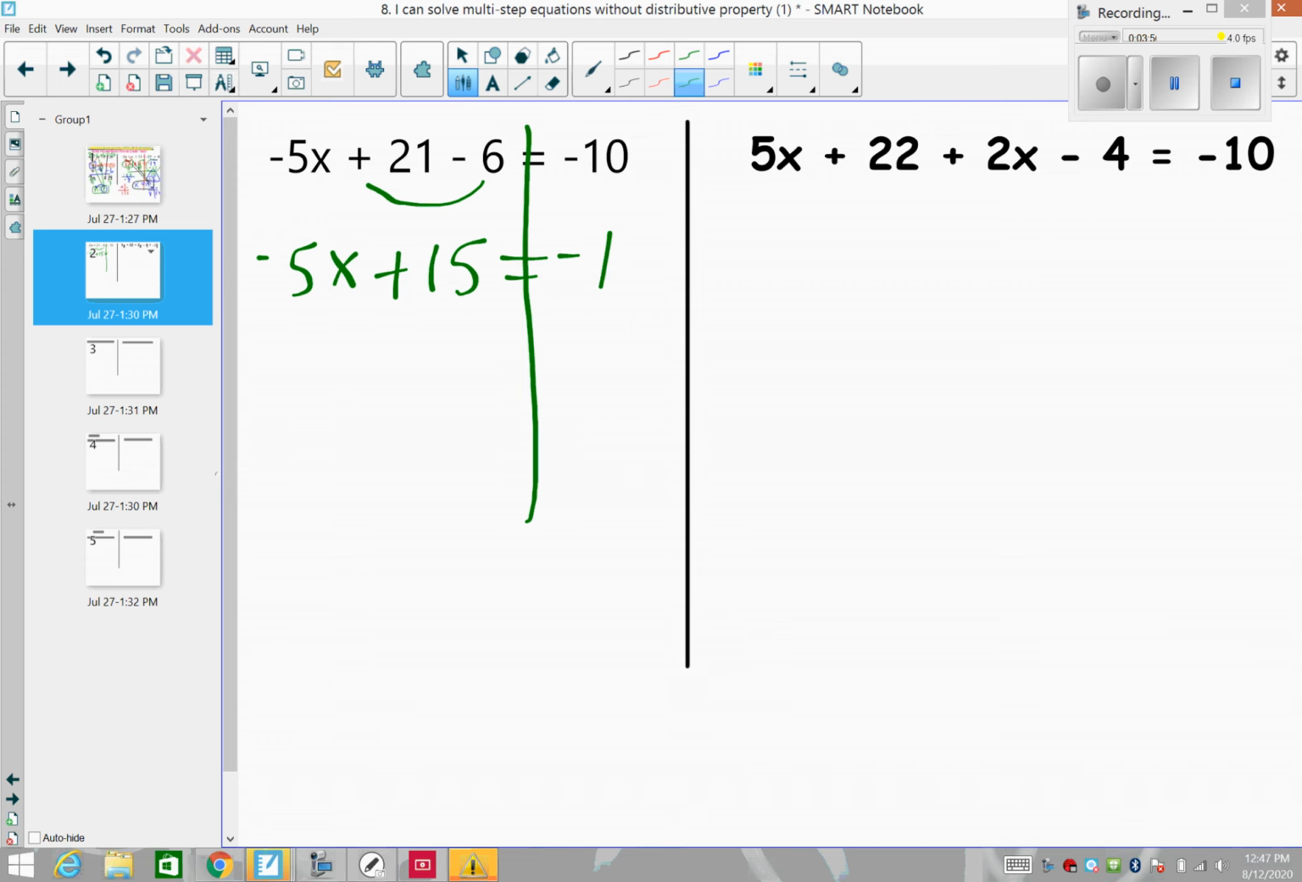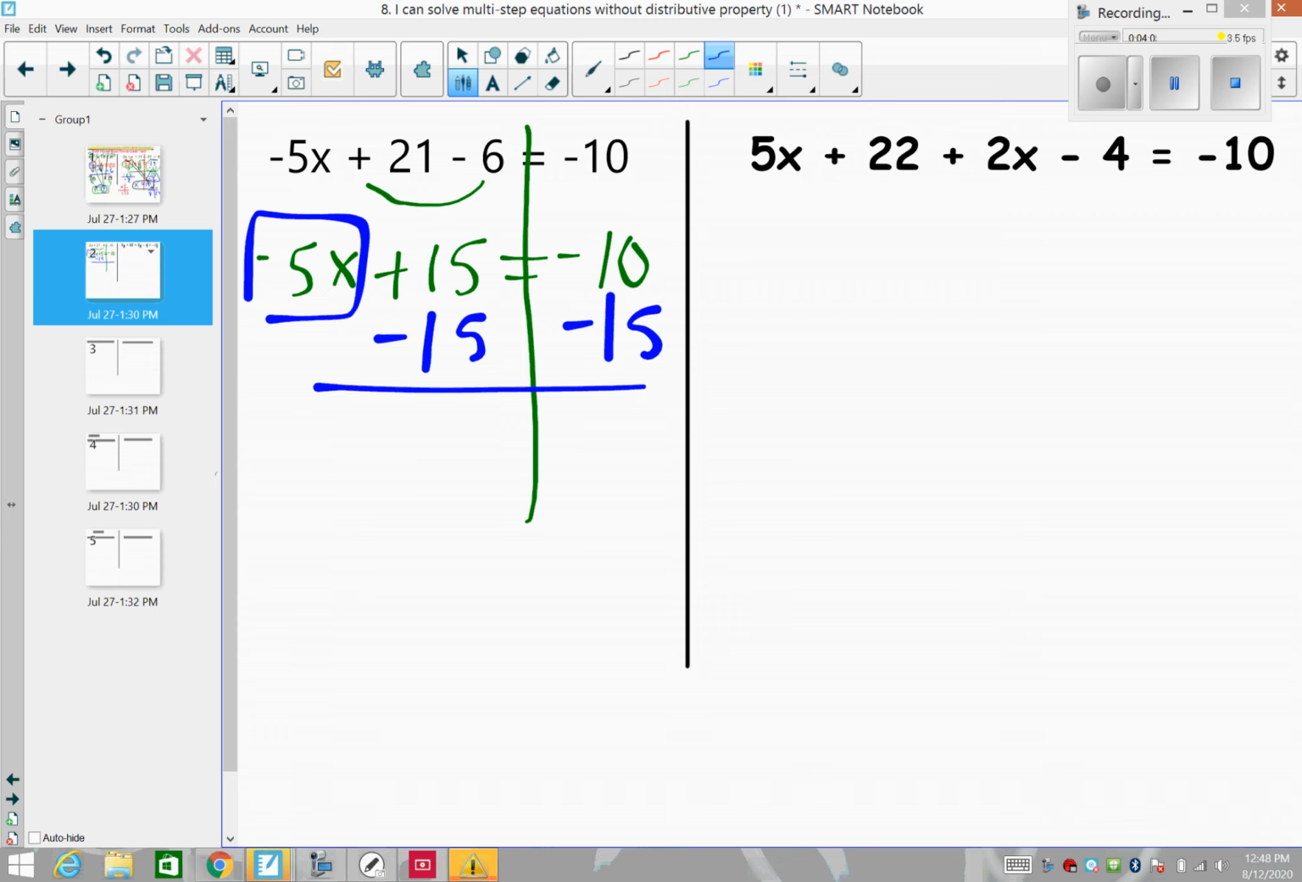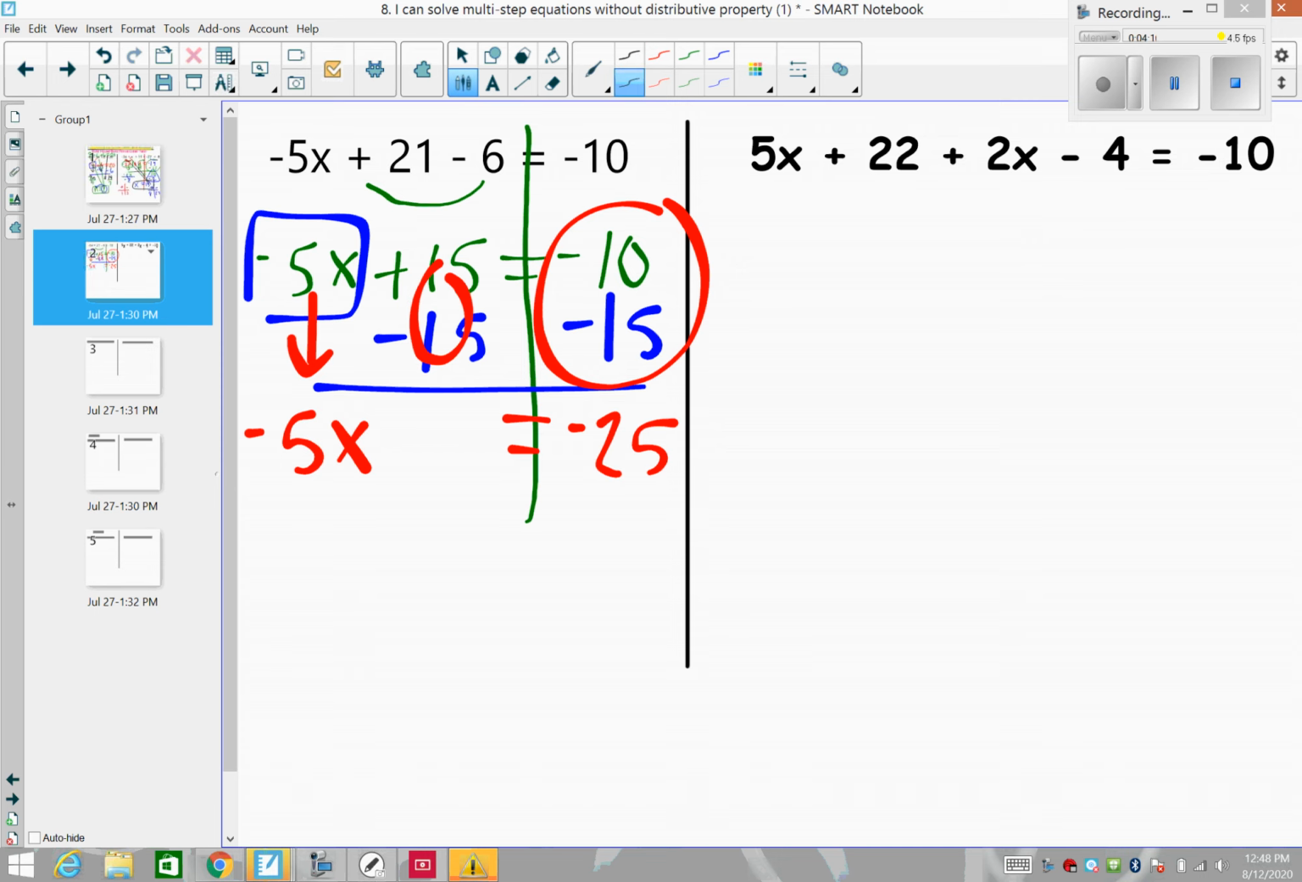If I haven't used it, drag it down. Build house, build fence, clean yard. So we're going to subtract 15, copy, paste. If I haven't used it, drag it down. And we end up with a negative 25 on the right-hand side. So all of that results in negative 25.